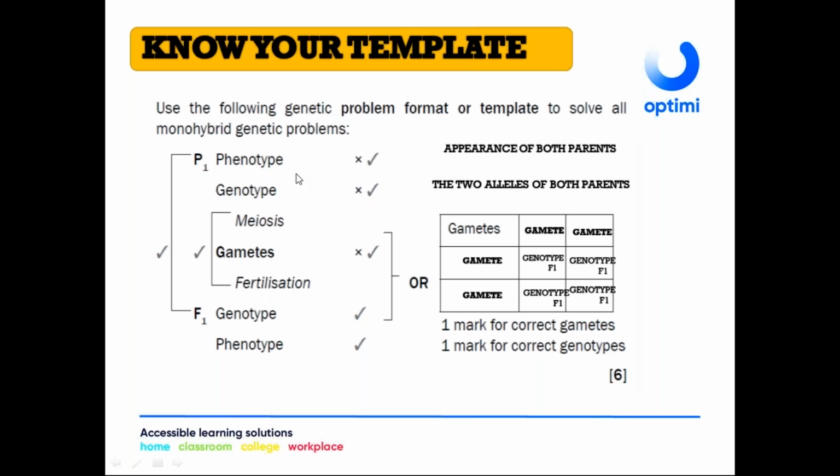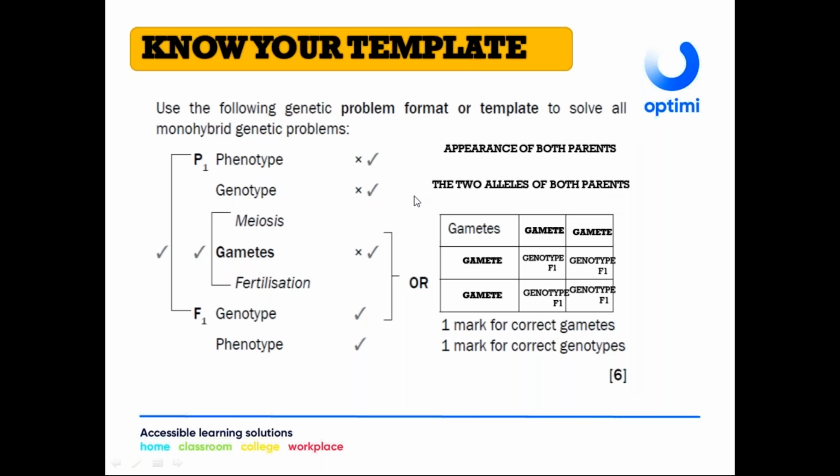So in our template, the first thing that we need to do is look at the phenotype. By phenotype, I mean how do both parents appear, depending on the trait that we are looking at. If it's eye color, what is the eye color of both? Is it blue and brown, or green and blue? So first we look at the phenotype, the appearance of both parents. Then we look at the genotype, the two alleles of both parents.